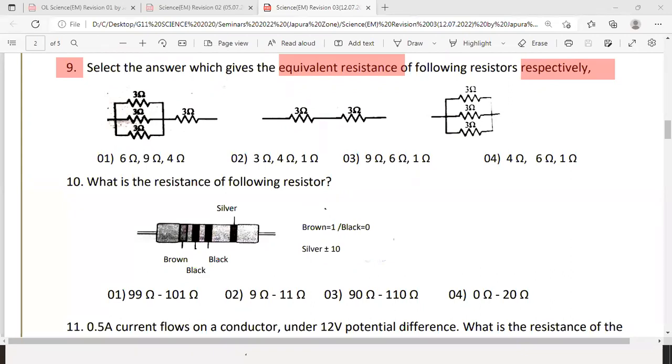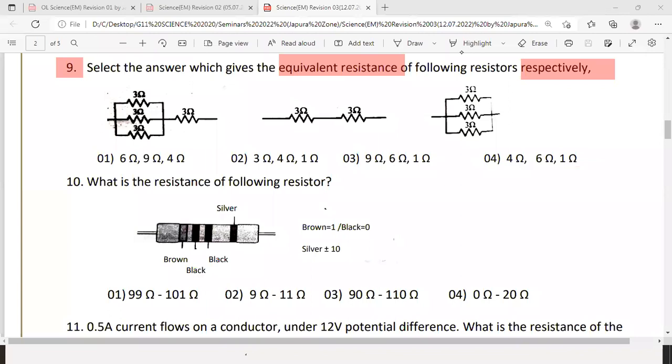Fourth answer. Natasha, fourth one. Malisha, fourth one. Dinuja, fourth one. Very good. All of you are correct. So the answer is fourth. Let's see how to do it easily.